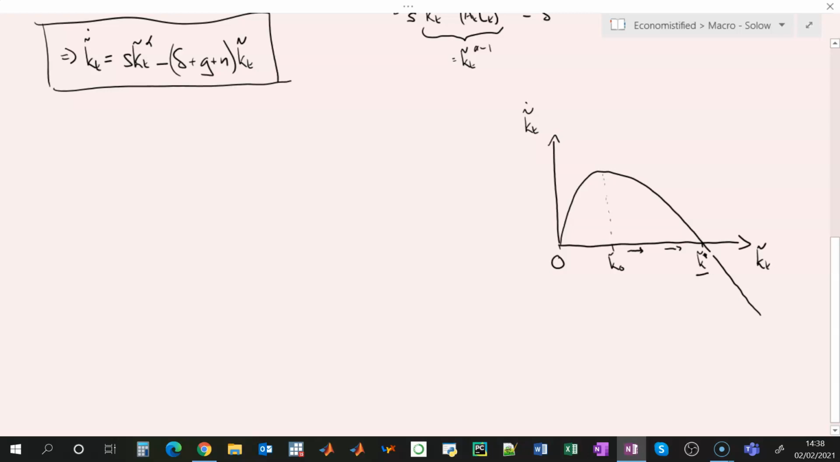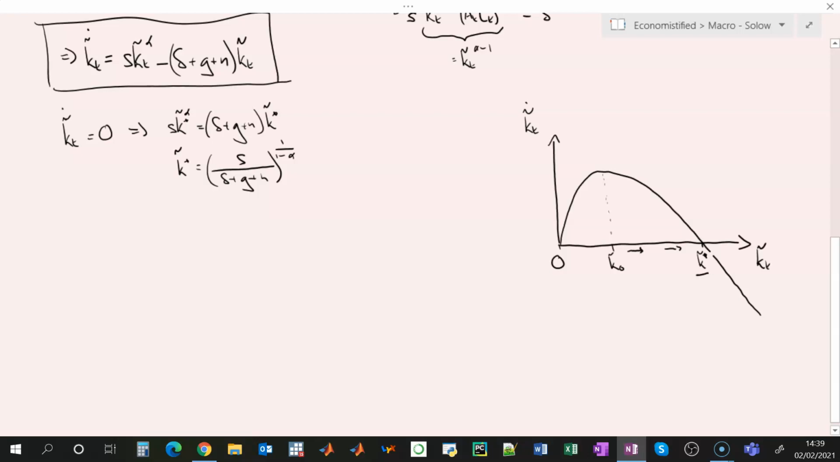Let's figure out what K tilde star is. K tilde star is defined by the point where K tilde dot is equal to 0. So let's plug K tilde dot equal to 0 in the above equation. Rearranging a little bit, we get the following. Should denote these with stars as well. Can rearrange again. And we get that the level of capital per effective worker in the steady state is given by the following expression.